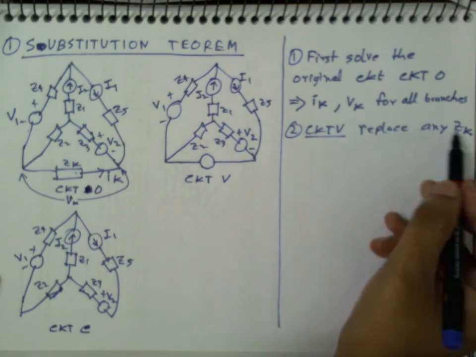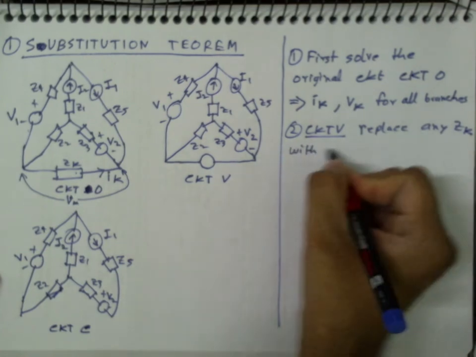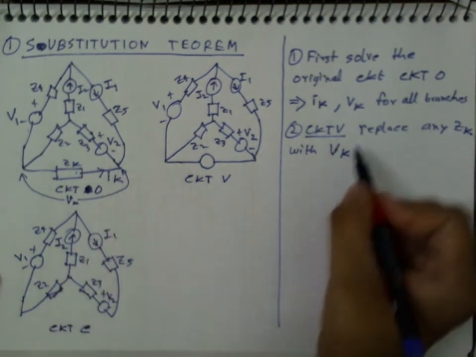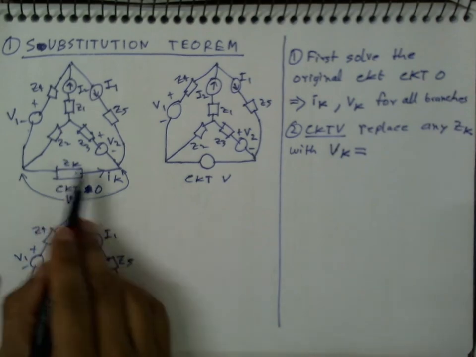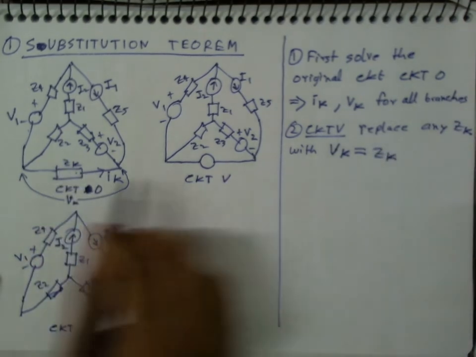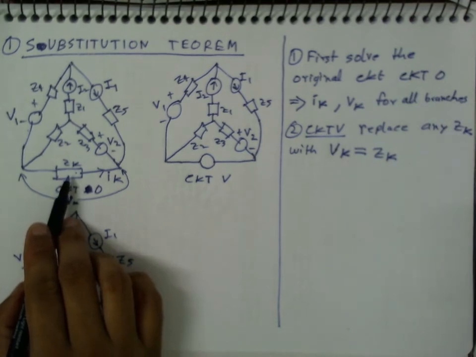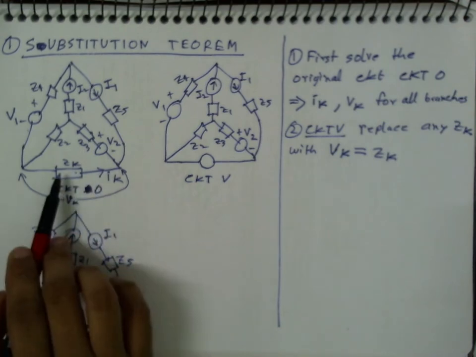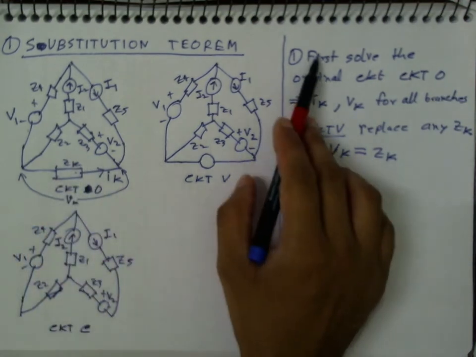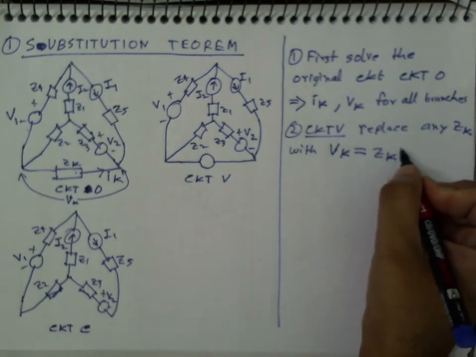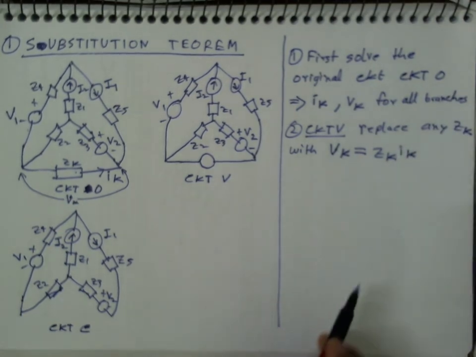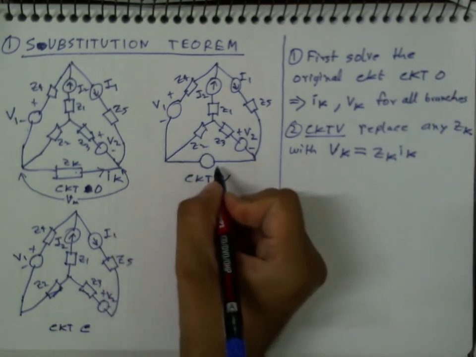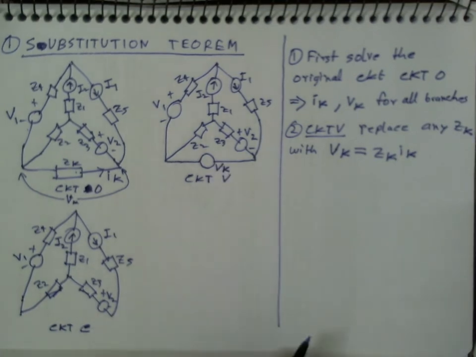So this particular ZK, replace ZK with a voltage source VK such that the value of VK is equal to ZK times IK. What is ZK? ZK is the original impedance. And what is IK? IK is the current that was flowing in this branch in the original circuit, which I got by solving the original circuit. So I take the product of ZK and IK, and that I call VK, and I replace this branch with this voltage source VK.